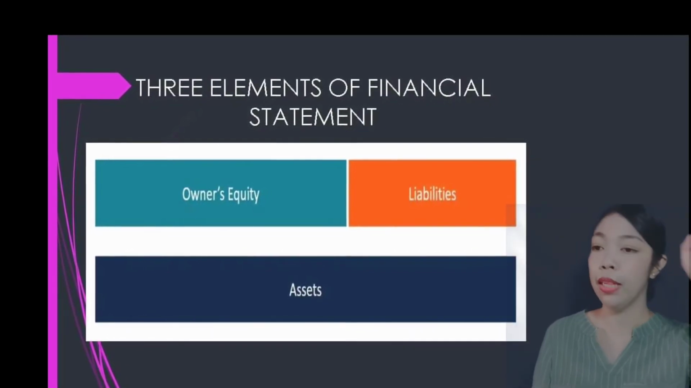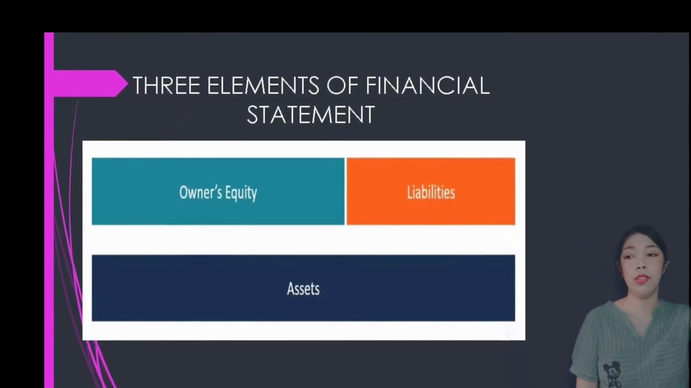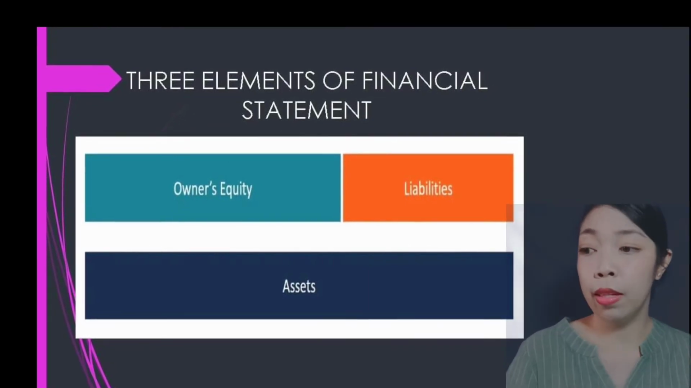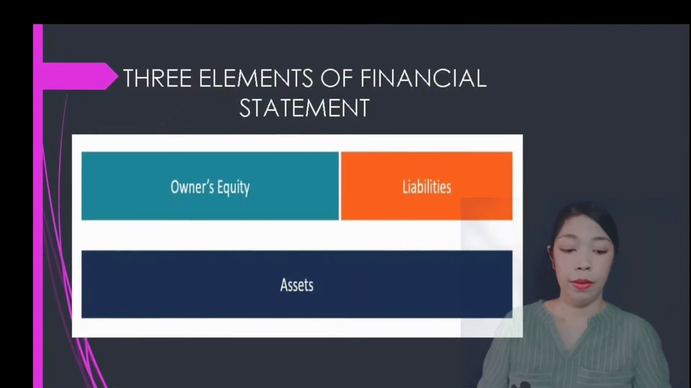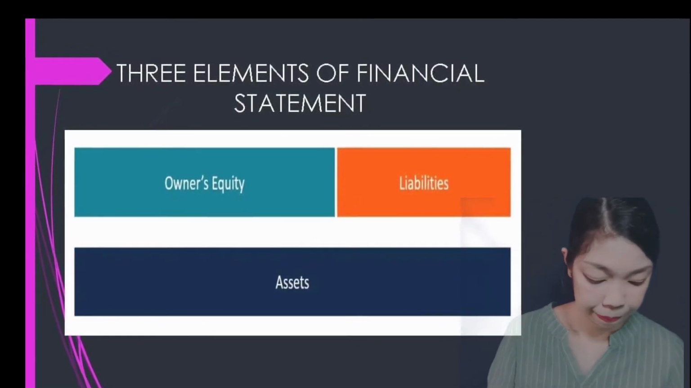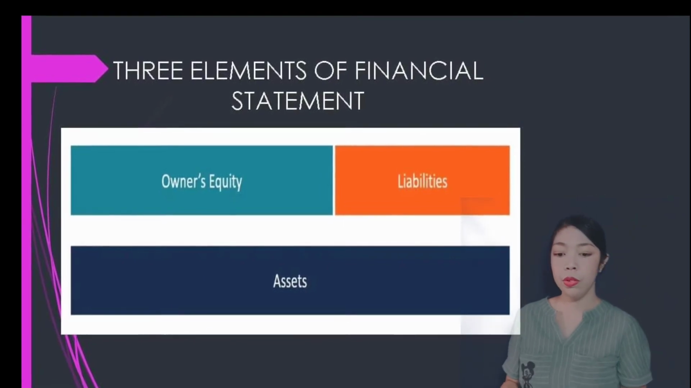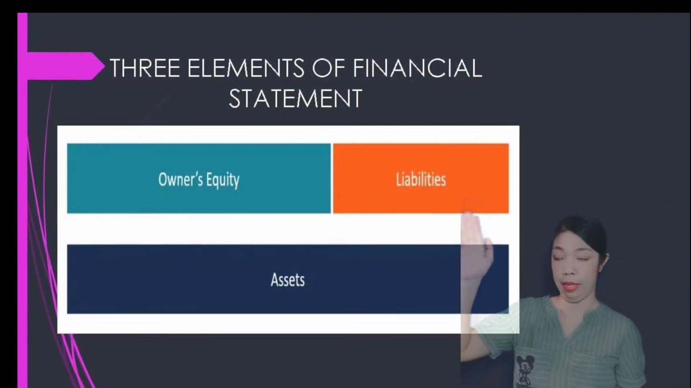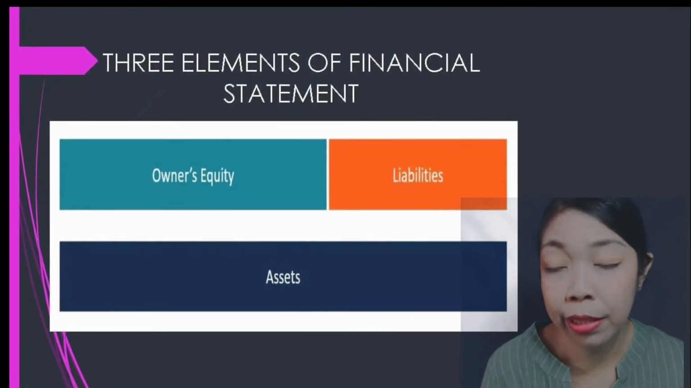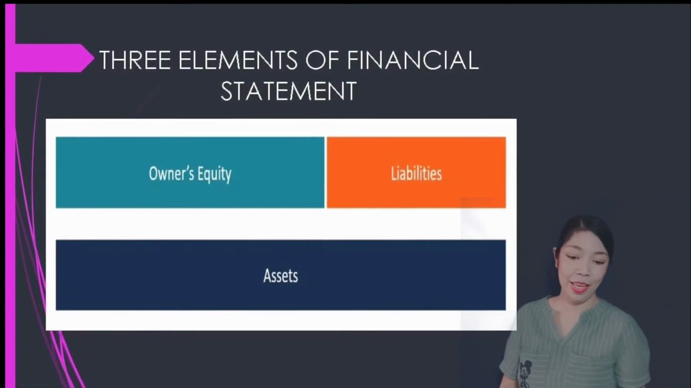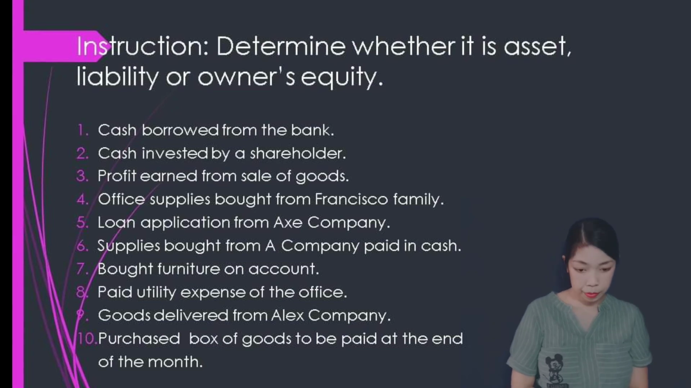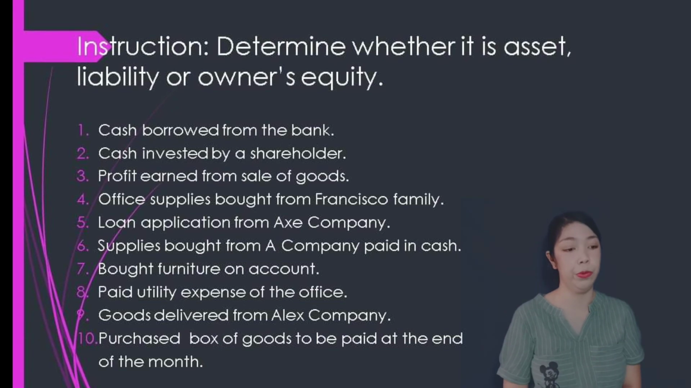Okay, so what are the three elements of financial statements? Please raise your hand if you want to answer. Alexis. The three elements of financial statement are asset, very good, liabilities, and owner's equity. Very good. Okay. So do you have any question, class? None? We are now going to have an activity to know if you have learned something from me. Okay. So please read the instruction, Gio. Determine whether it is asset, liability, or owner's equity.